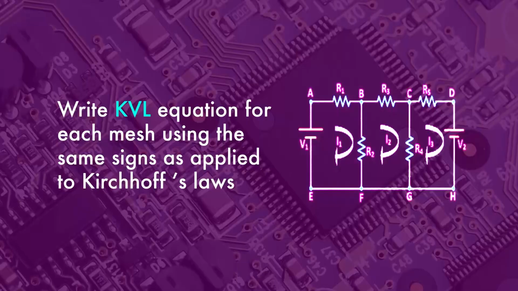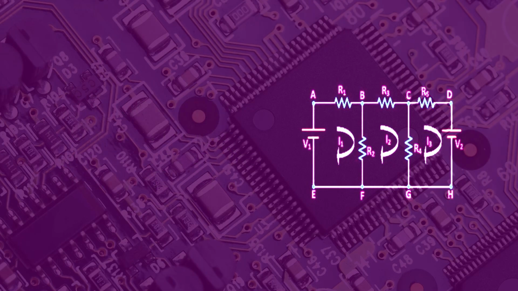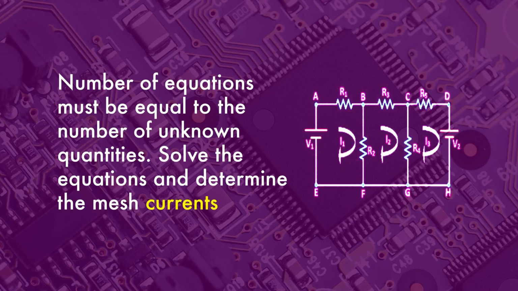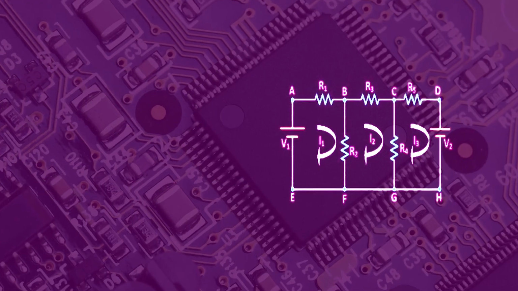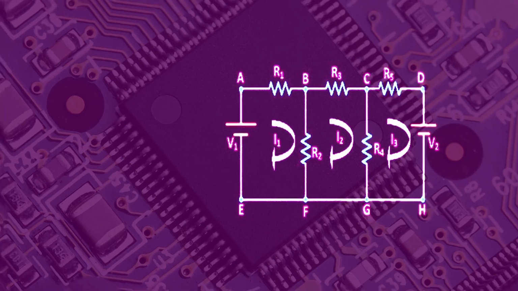Second step is to write the KVL equation for each mesh using the same signs as applied in Kirchhoff's law. And the third step is that the number of equations must be equal to the number of unknown quantities. Solve these equations to determine the different mesh currents. Now again we can understand the mesh analysis. Here you can see there are three meshes. One mesh is A, B, F, E. Second mesh is B, C, G, F, B. And third mesh is C, D, H, G, C.